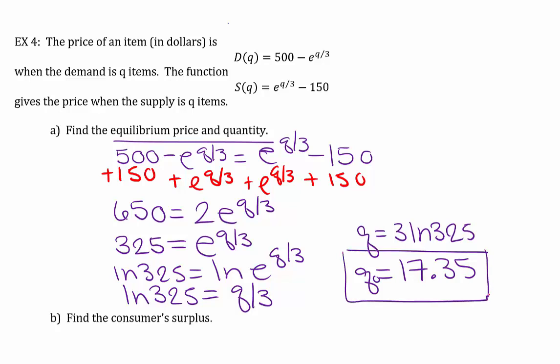And then to find my equilibrium price, I'm going to take this value and plug it into either my demand equation or my supply equation. It doesn't matter which one. I'll plug it into the demand equation, and I got approximately 175.